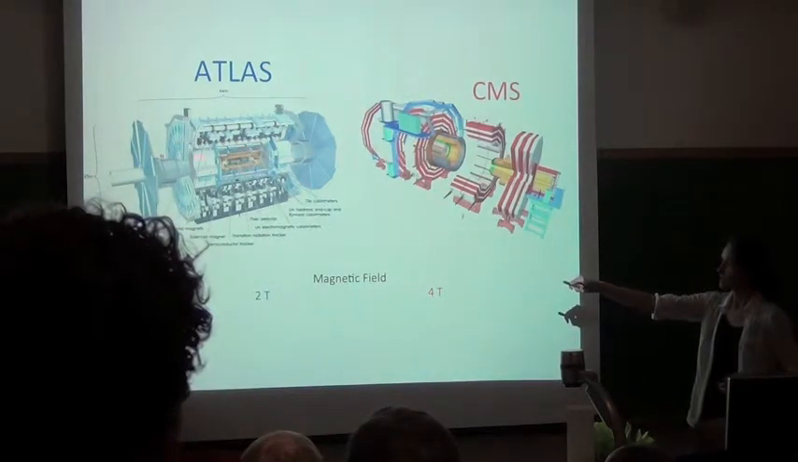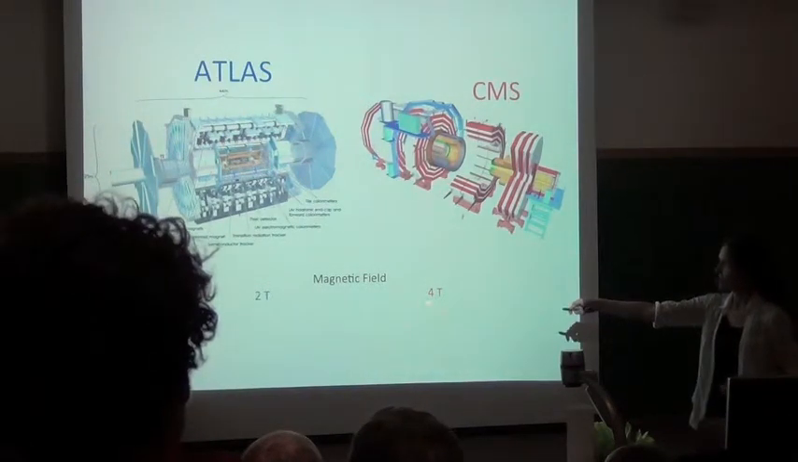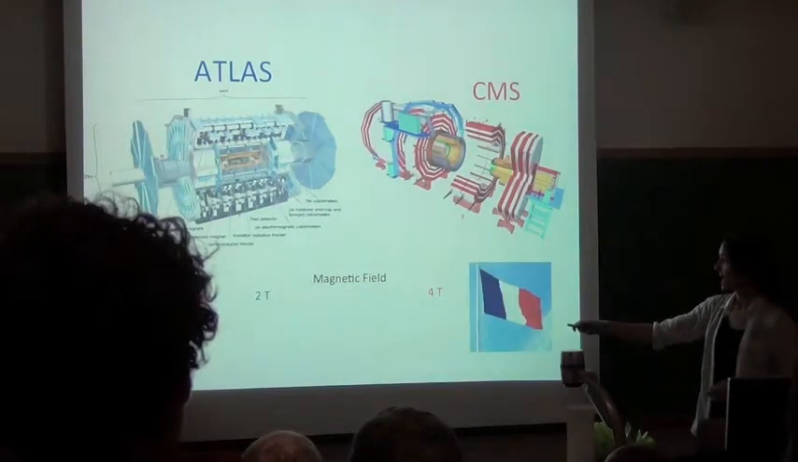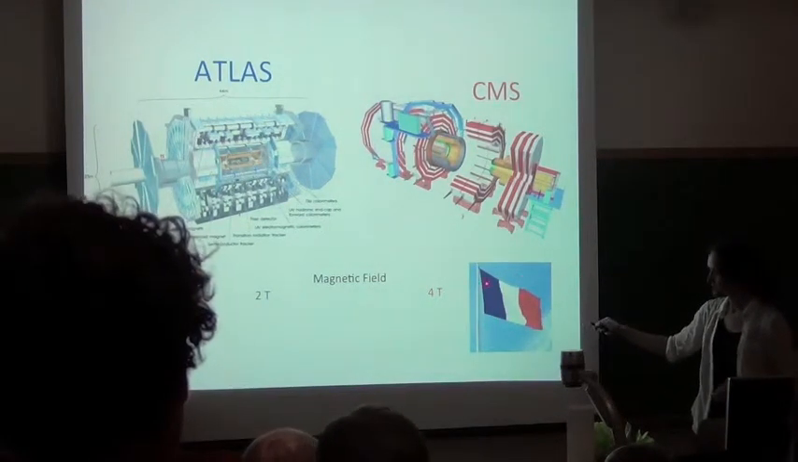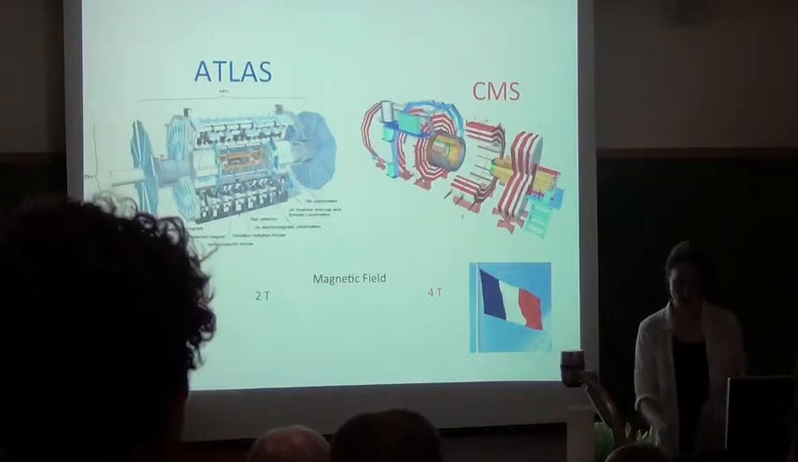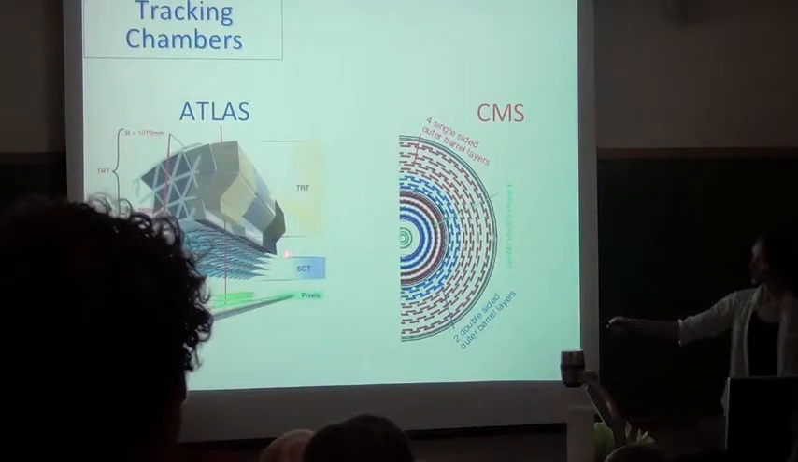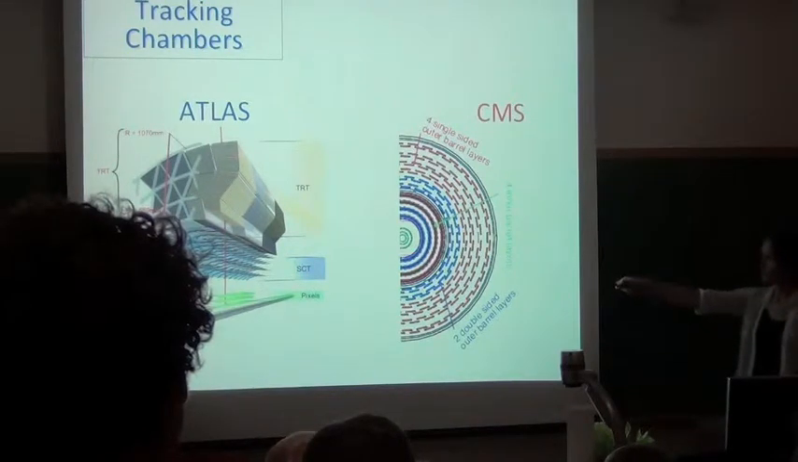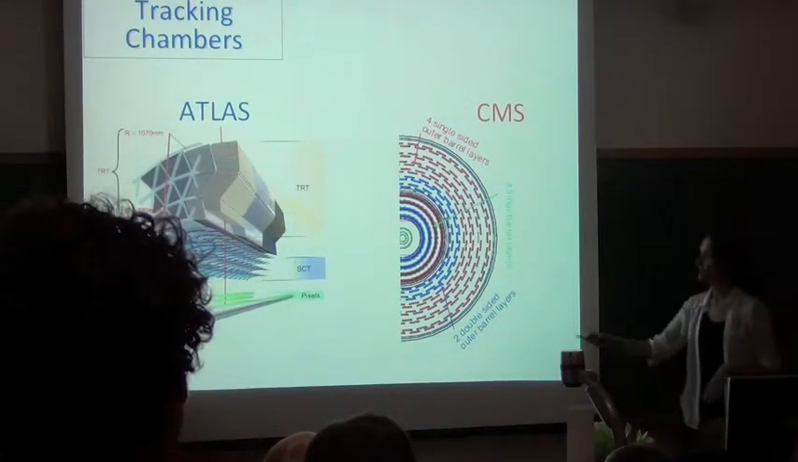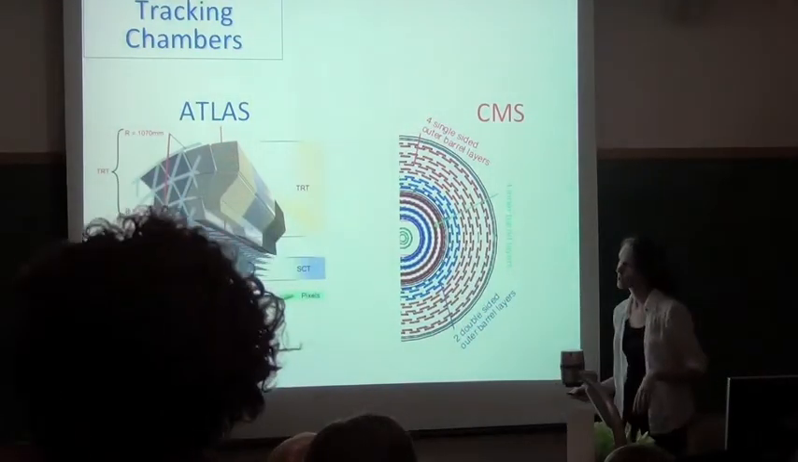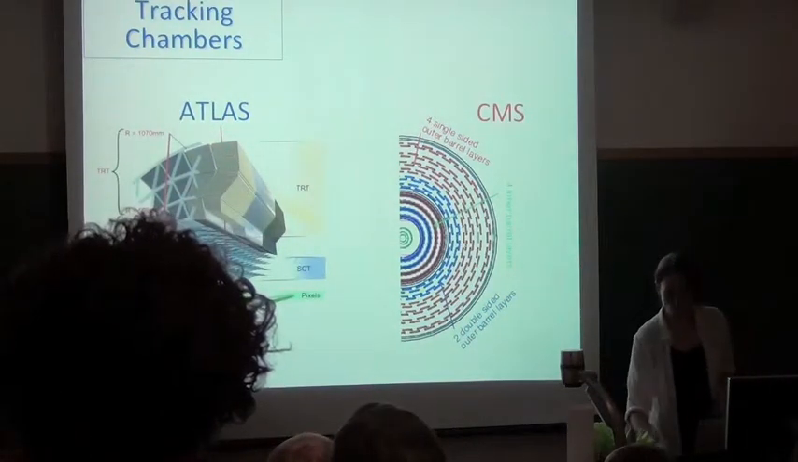The magnetic field in the center of the ATLAS detector is 2 Tesla, 4 Tesla in CMS, okay? Small changes. ATLAS is in Switzerland, CMS is in France. Hopefully that's not an impact on very different technology choices for our tracking chambers. CMS is fully silicon technology. ATLAS has a transition radiation tracker that was built largely in the US, and it's beautiful.